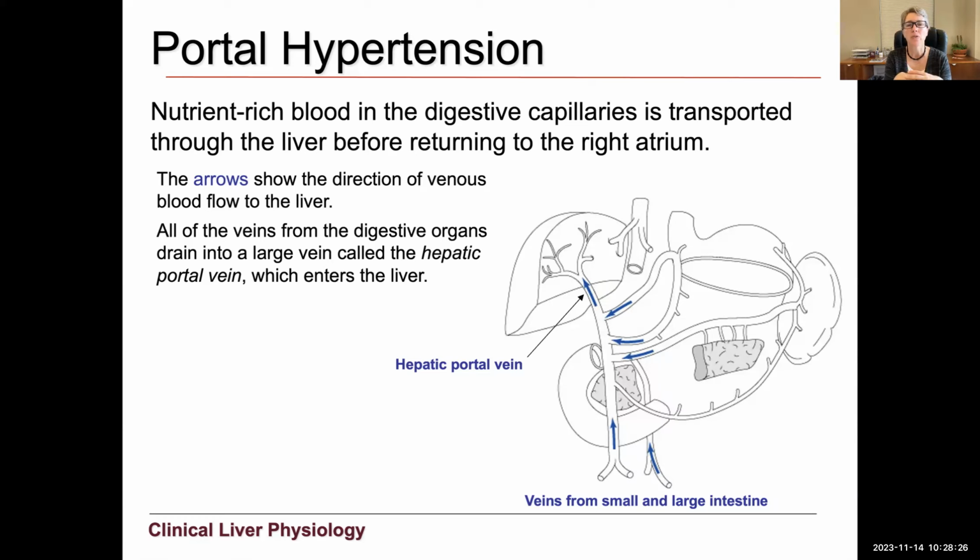And then you can see the hepatic portal vein branches into all these little smaller venules and eventually capillaries. And all of the exchange of nutrients and stuff happens in the liver. And then the blood coming out the other side comes out in this vein here and then heads into the inferior vena cava and then can go back to the heart. Okay, so we just have this little bypass through the liver.